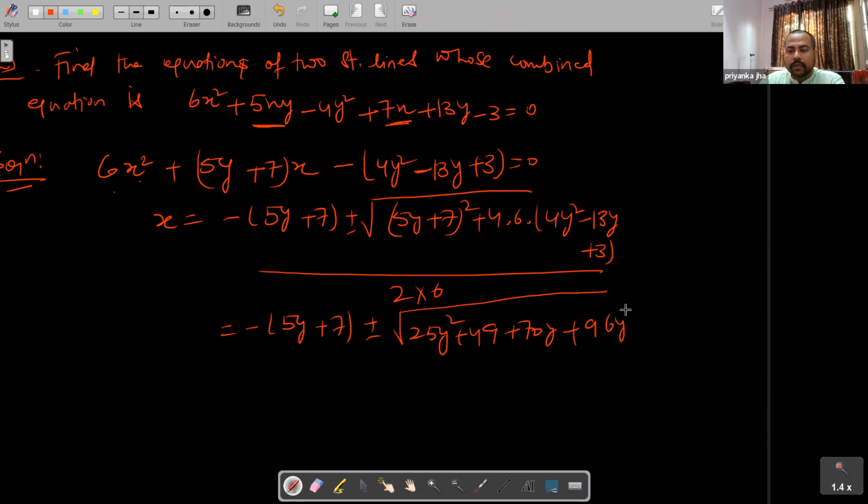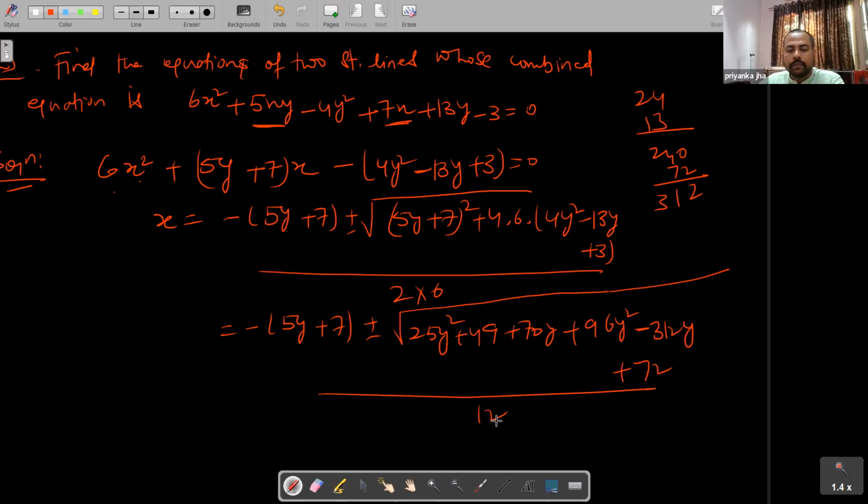This is 96y square minus 24 into 13. How much? 24 into 13, that is 240 plus 72, 312. So minus 312y and plus 72, upon 12.